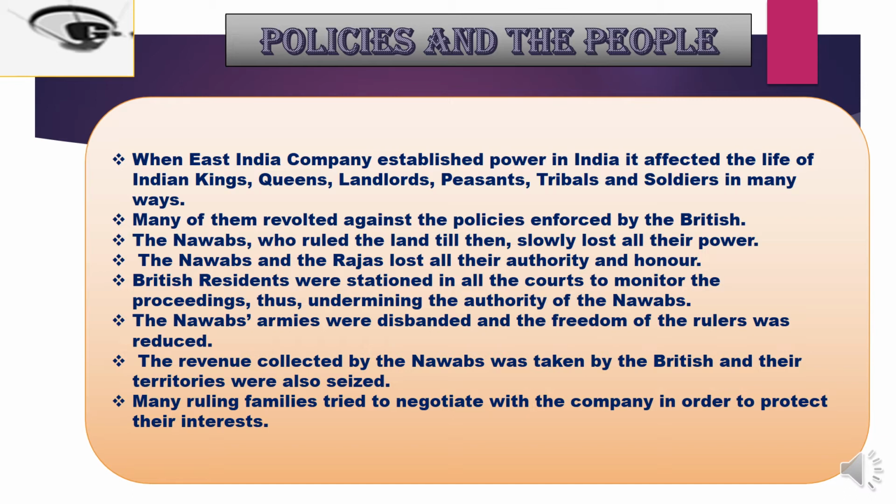The policies of the East India Company affected different people like kings, queens, peasants, landlords, tribals, and soldiers in different ways. In the previous chapter, we understood that the policies of the East India Company affected mostly all the groups in Indian society in different ways. We have also seen how people resisted the policies as well as the actions that harmed their interest or went against their sentiments.